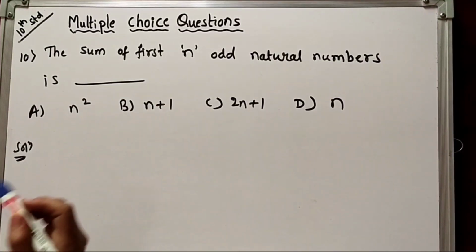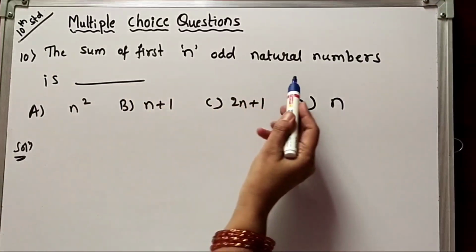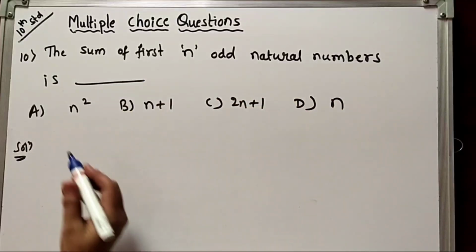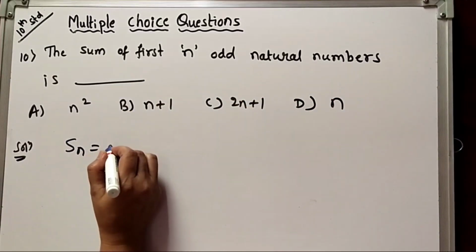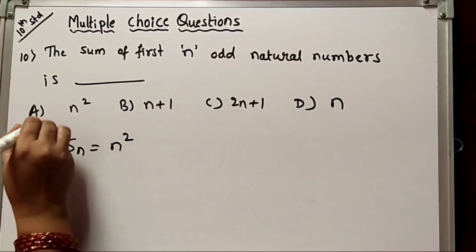Question number 10. The sum of the first n odd natural numbers. The formula is Sn for odd numbers is equal to n square. Option A.